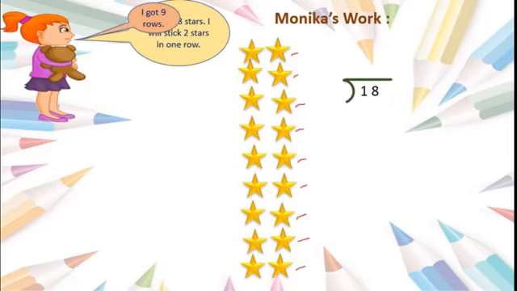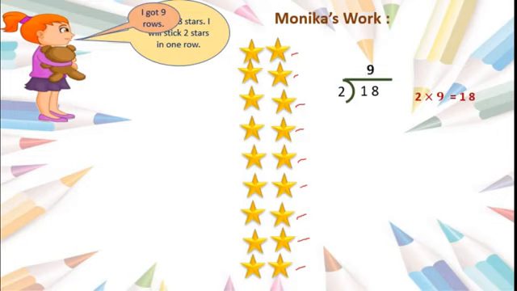Now we'll see from the method: 18 divided by 2, because in each row only 2 stars she stuck. So we are dividing 18 by 2. Correct? Now let us recite the 2 times table. 2 ones are 2, 2 twos are 4, 2 threes are 6, 2 fours are 8, 2 fives are 10, 2 sixes are 12, 2 sevens are 14, 2 eights are 16, 2 nines are 18. We got the number. 2 nines are 18.